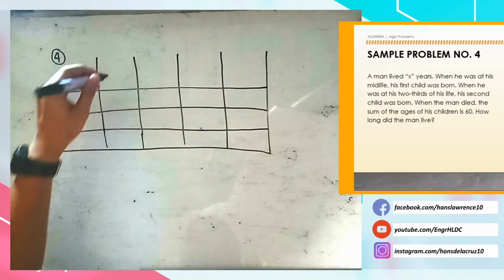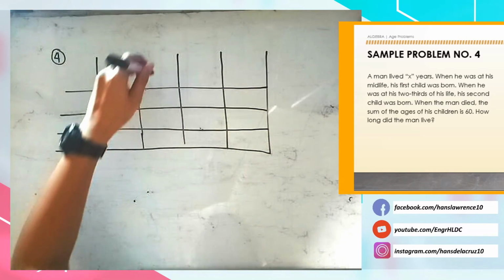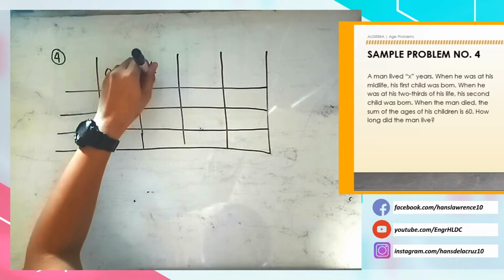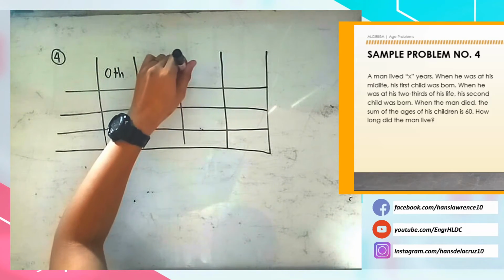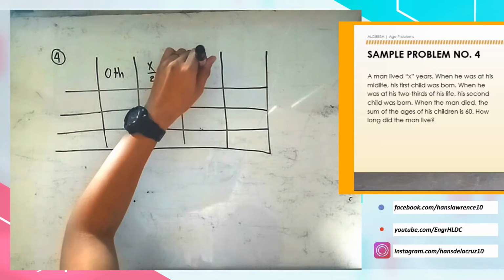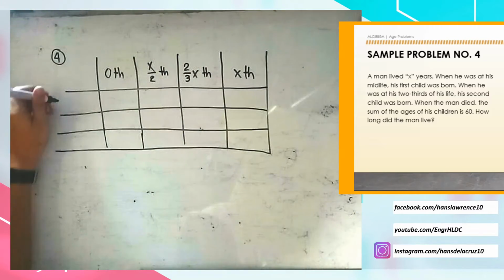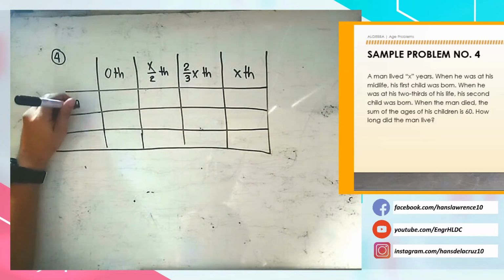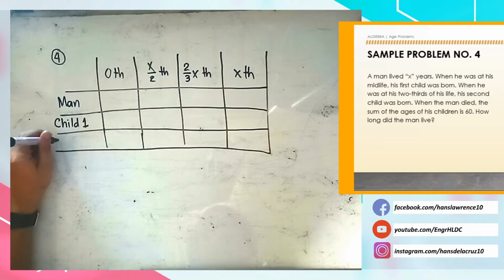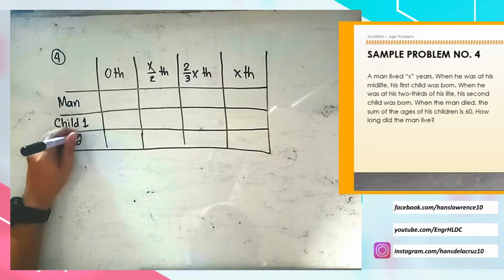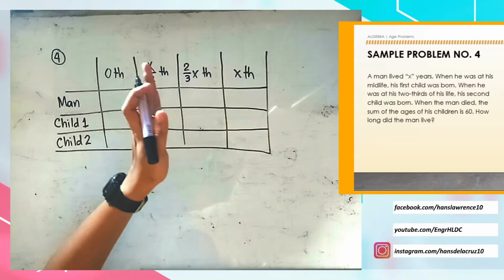So, denote natin ito as 0th year. Okay. Denote natin to as x over 2th year. And then ito is 2/3 of x year. And then ito yung x year, nung namatay na siya. And then dito yung man. Dito yung child 1 na lang lalagay ko. So child 1. And then dito child 2.